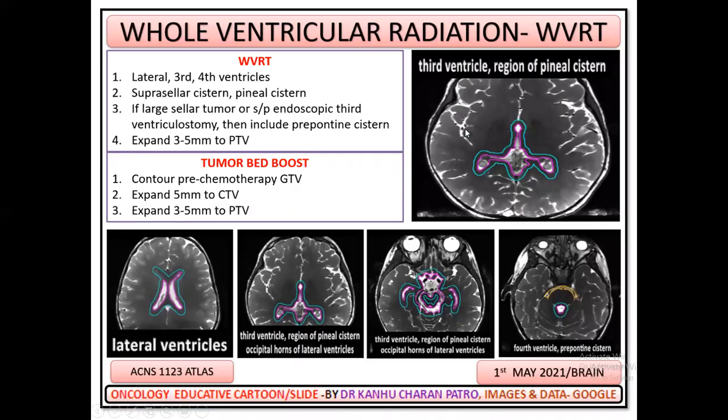Roughly, you see the lateral, third, and fourth ventricle, suprasellar cistern, pineal cistern, and if there is a large sellar mass with endoscopic third ventriculostomy, then include the prepontine cistern. You can give 3 to 5 mm to the PTV. Apart from the tumor bed boost, you should go for the pre-chemotherapy volume, expand 5 mm for the CTV and expand 5 mm for the PTV. Here include the lateral ventricle, here include the third ventricle and pineal region, and this is the suprasellar cistern, this is the prepontine cistern.